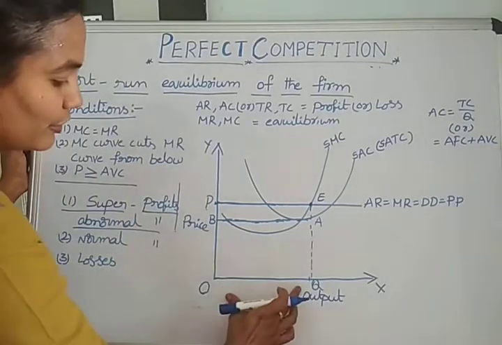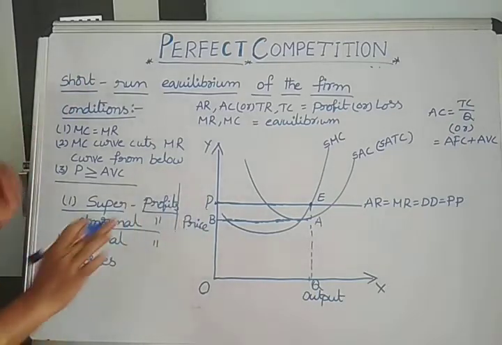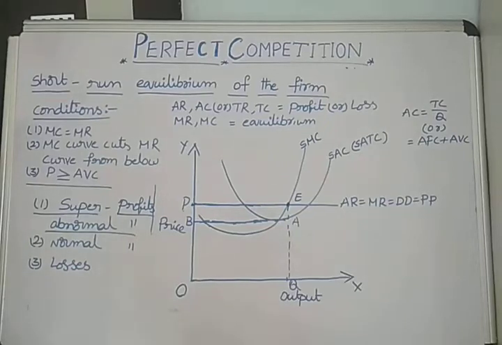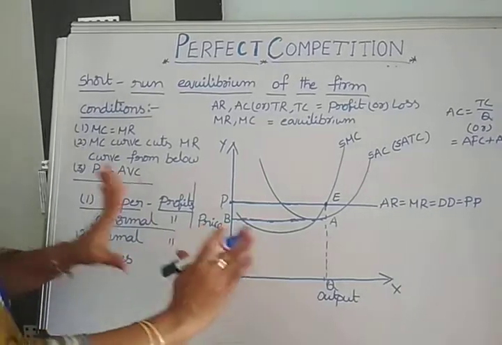So here the producer is producing OQ level of output. Then the price of the commodity is fixed at OP level. Then the equilibrium position is at point E. And then this equilibrium line will touch the cost curve at point A and at point B. This is what the diagram is about.